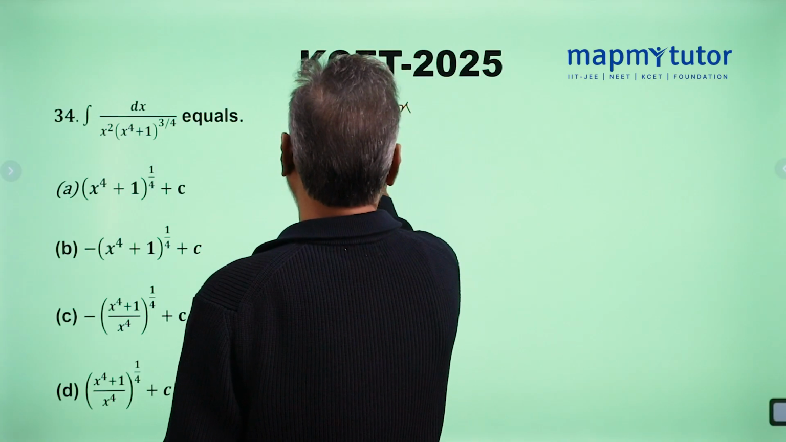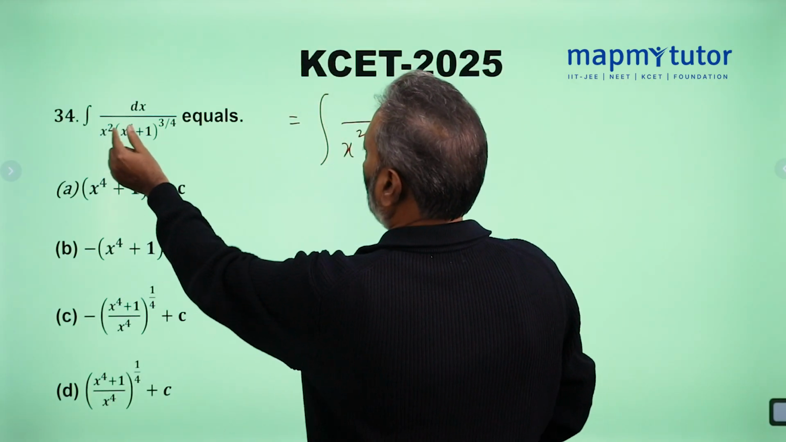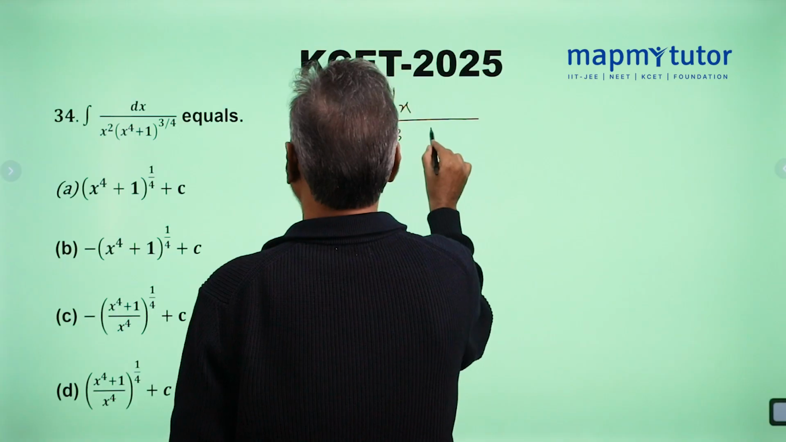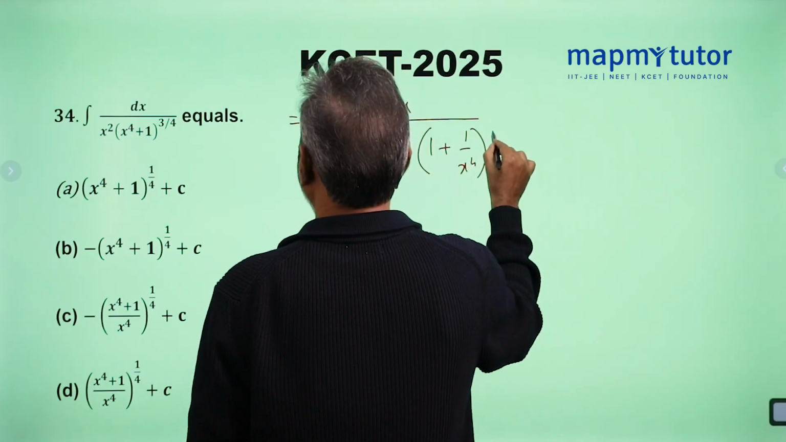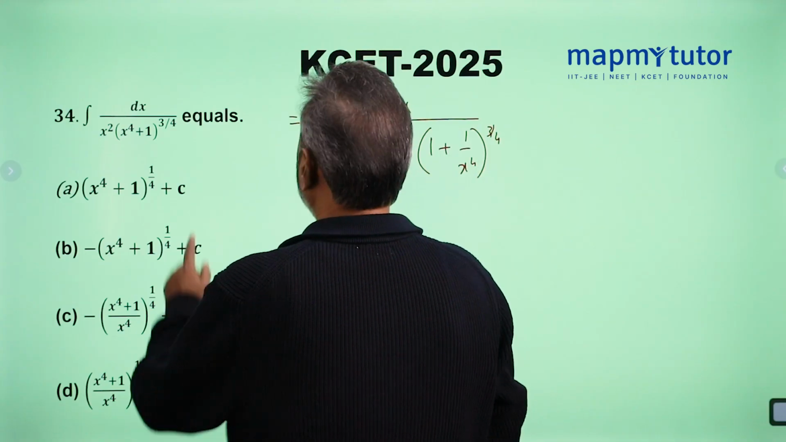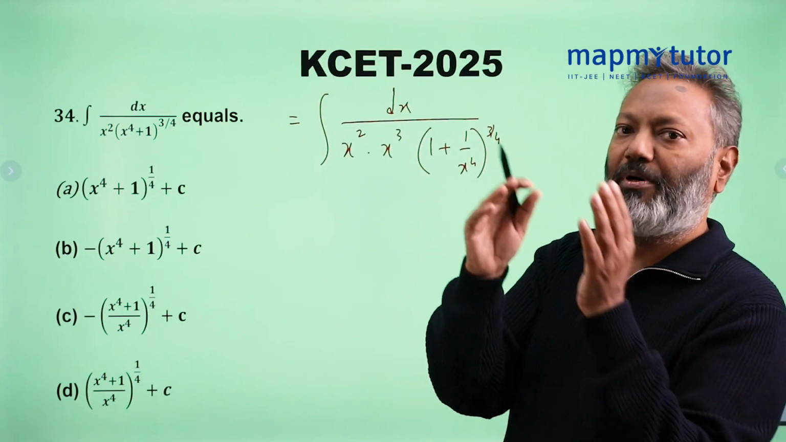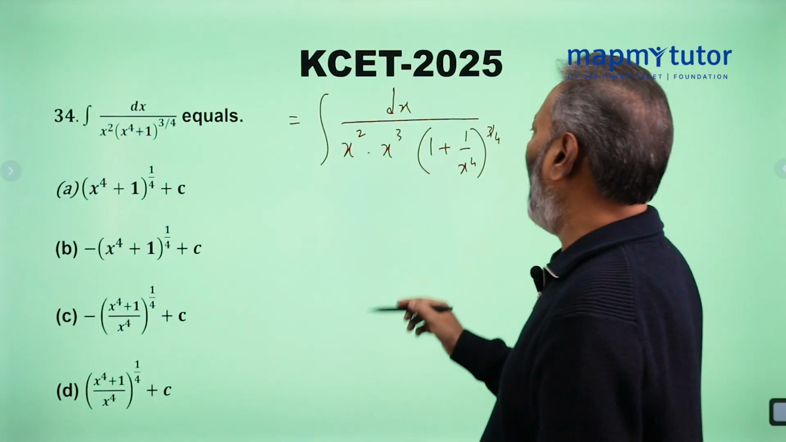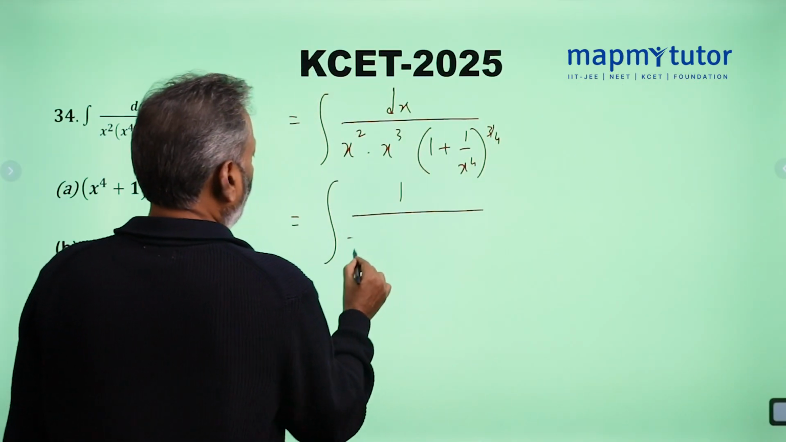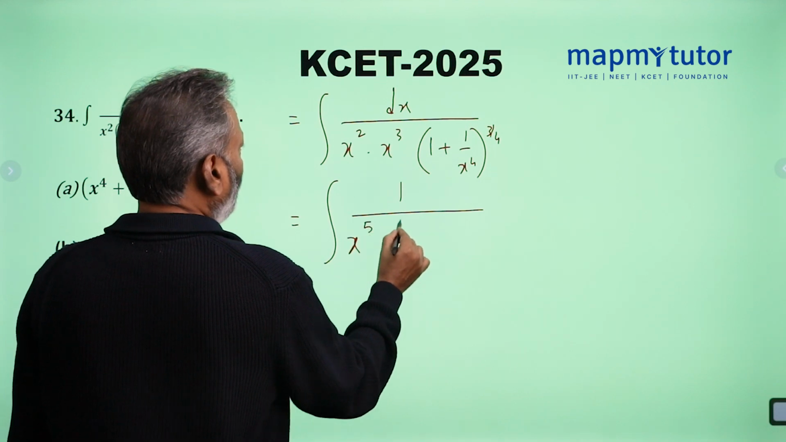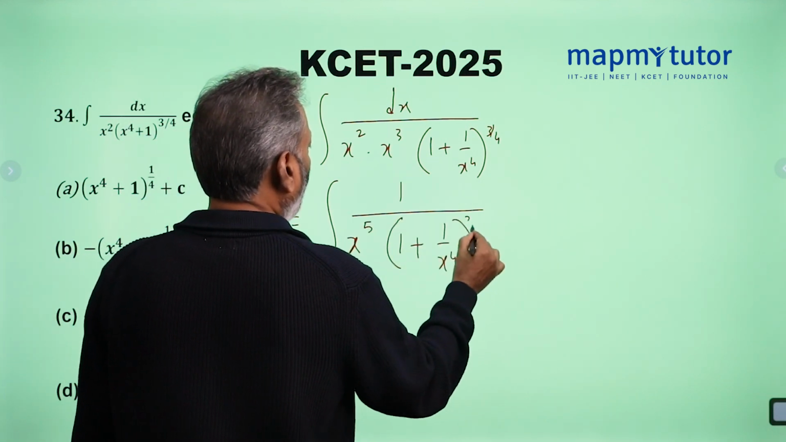Integral dx by, what is that? x square is already there. If I take x power 4 out, I'll get x cube, and 1 by 1 plus x power 4, power 3 by 4, because the power is 3 by 4 and I am separating x power 4. What is x power 4 power 3 by 4? x cube. And finally, I'll get this as 1 by x square into x cube, which is x power 5, and 1 plus 1 by x power 4, power 3 by 4.